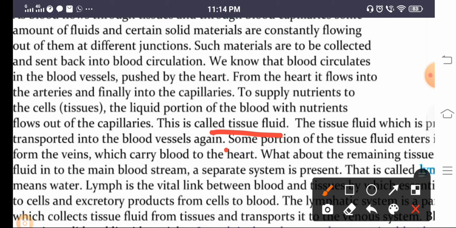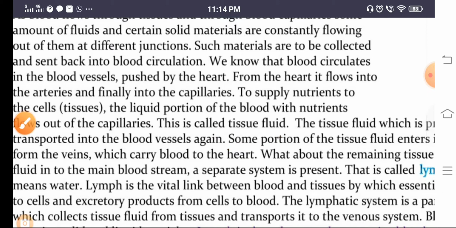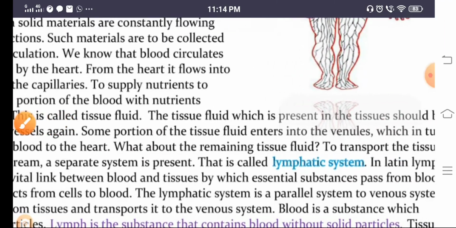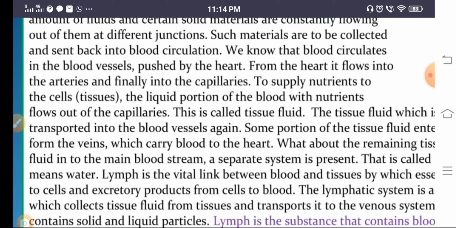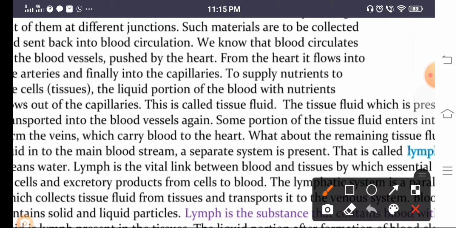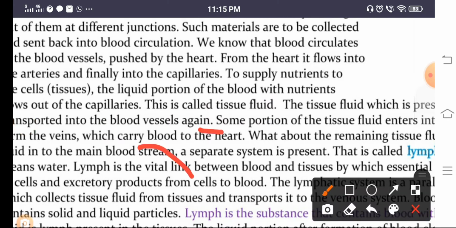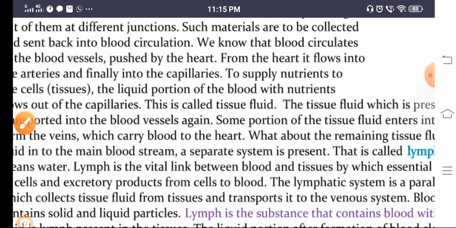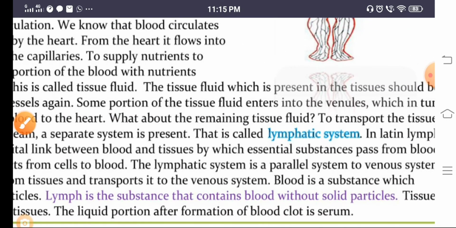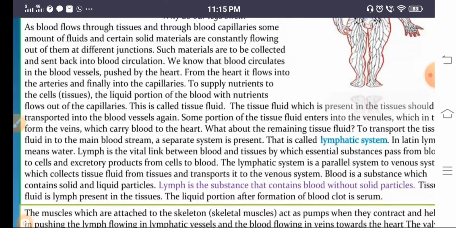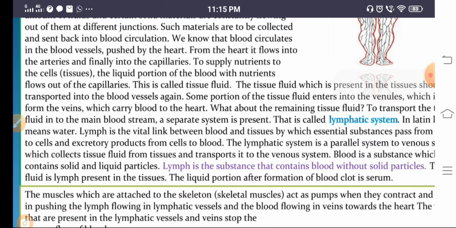This tissue fluid, which is present in the tissues, should be transported into the blood vessels again. Keep in mind this very, very important sentence: some portion of the tissue fluid enters into the veins, which carry blood to the heart.